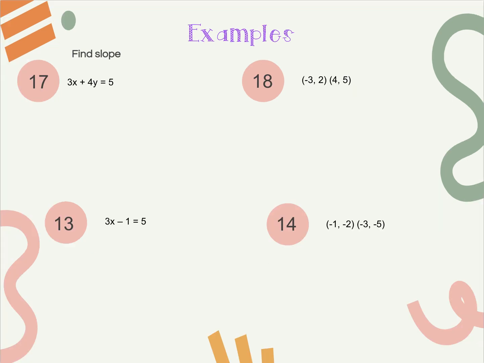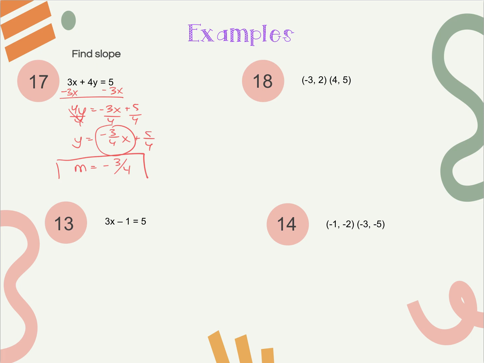And here we're finding slope again, and we're going to utilize the different strategies. If it's in standard form, in the form of an equation, we're going to convert it to slope-intercept. And if it's in the form of ordered pairs, we're going to use the formula for slope. So again here, we're going to subtract 3x from both sides. 4y equals negative 3x plus 5. And then we're going to divide by 4. So y equals negative 3/4 x plus 5/4. And so we know that m equals negative 3/4.